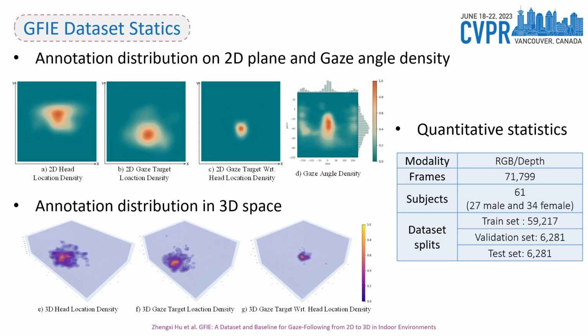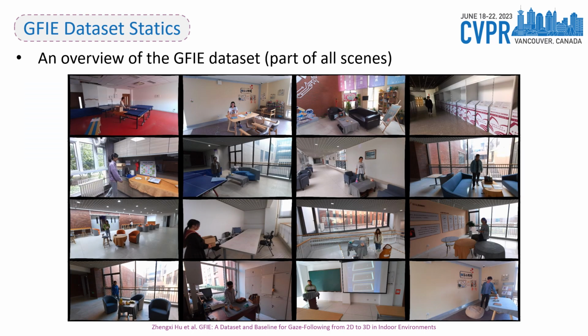The GFIE is a multimodal dataset. It consists of over 70,000 frames and contains various gaze behavior of 61 subjects. The dataset split is shown in the table. Statistics from 2D plane to 3D space are also shown in the figure. Some samples in the GFIE dataset are displayed here.